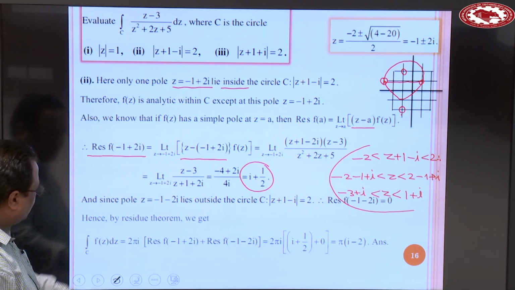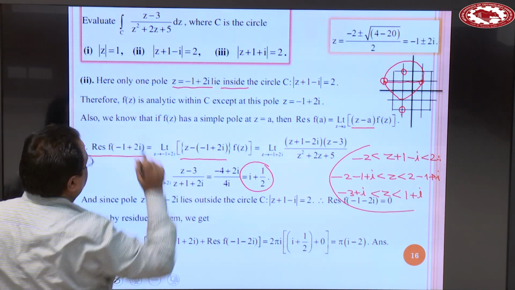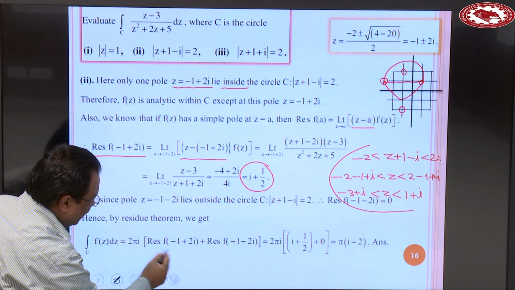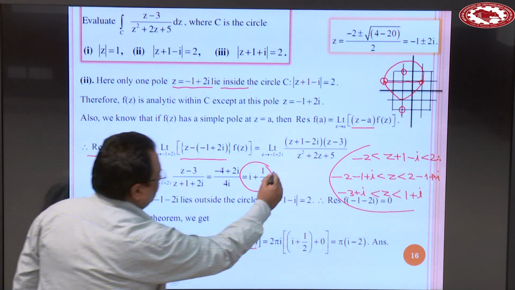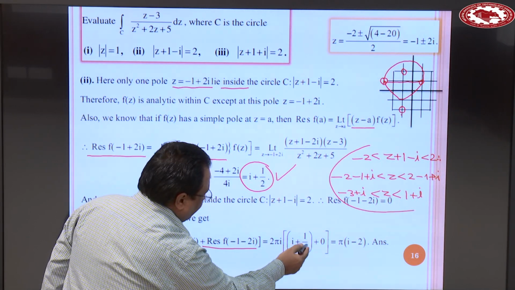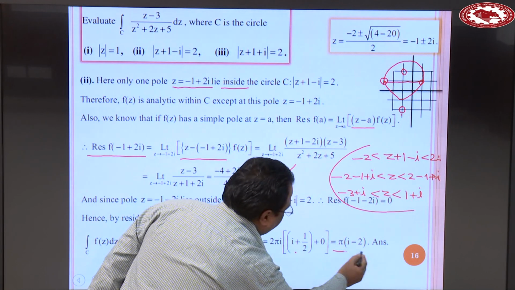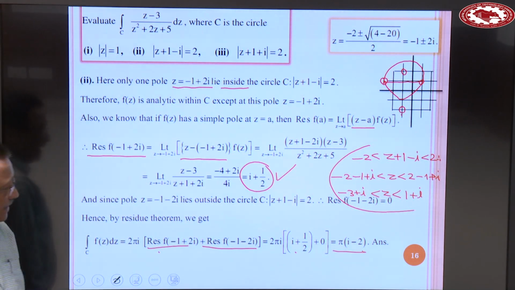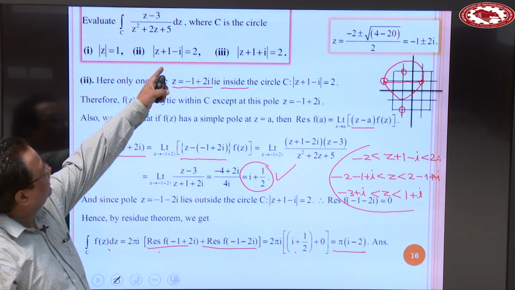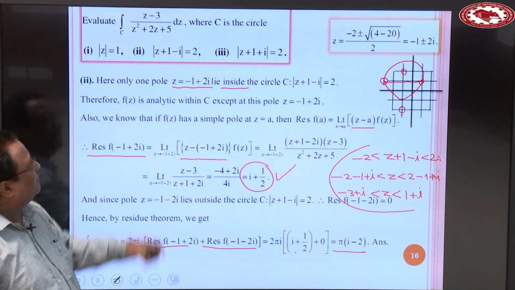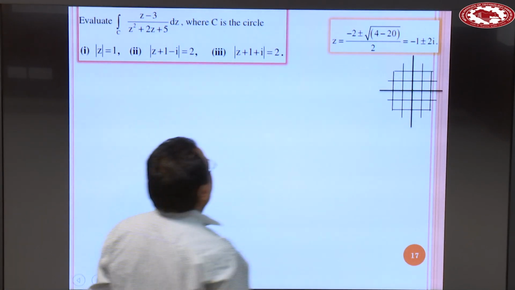So by residue theorem, integral over C f(z) dz is equal to 2 pi i into residue at this point plus residue at this point, and at this point residue is -1 plus iota plus 1 by 2 plus 0, right. So we obtain pi iota minus 2. That one is the value of the integral where C is |z + 1 - iota| is equal to 2. Okay. Now similarly calculate third part.